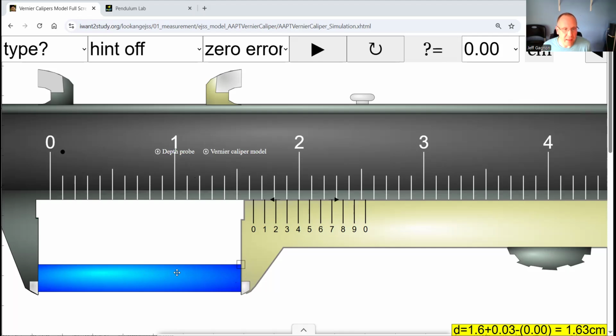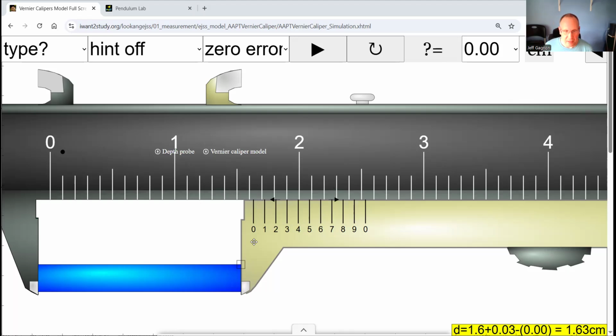Then to read the length, you read where the zero is. Sometimes this is also called the index. So where is the zero on the vernier scale located on the main scale? Notice here, this is one, or you can think of it as 1.0, 1.1, 1.2, 1.3, 1.4, 1.5, 1.6. It looks like the zero is past the 1.6, but not quite 1.7. In fact, it's a little bit less than halfway between 1.6 and 1.7. So we know it's going to be 1.6 something.